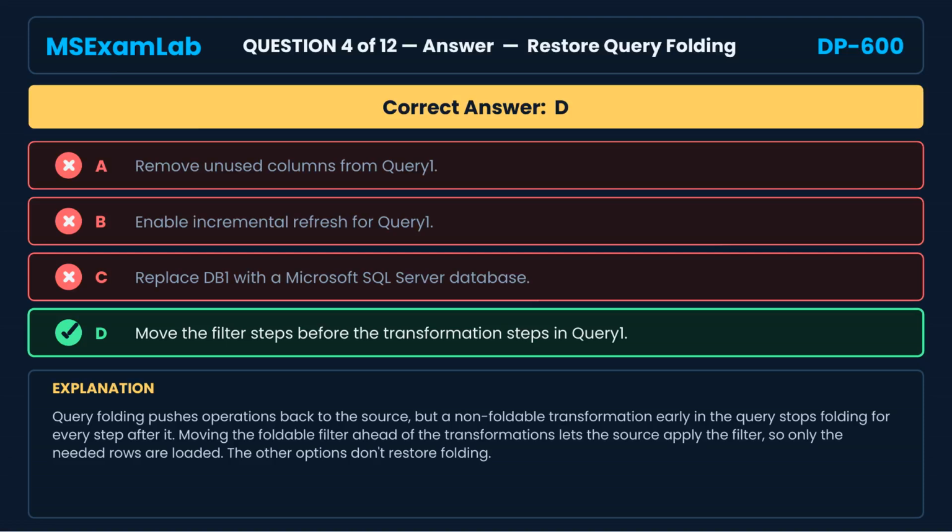The correct answer is D. Query folding pushes operations back to the source, but a non-foldable transformation early in the query stops folding for every step after it. Moving the foldable filter ahead of the transformations lets the source apply the filter, so only the needed rows are loaded. The other options don't restore folding.